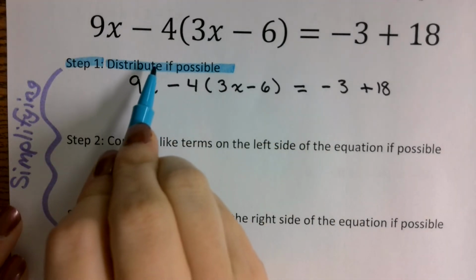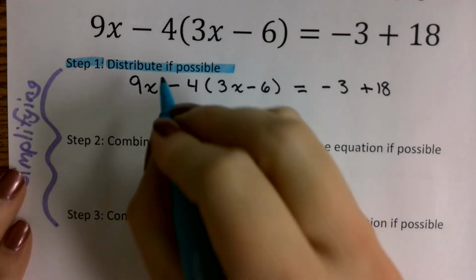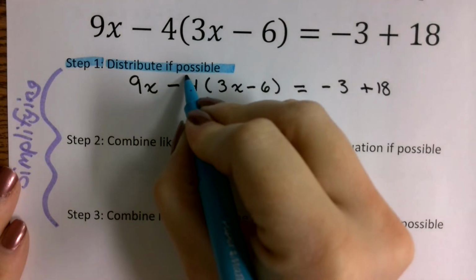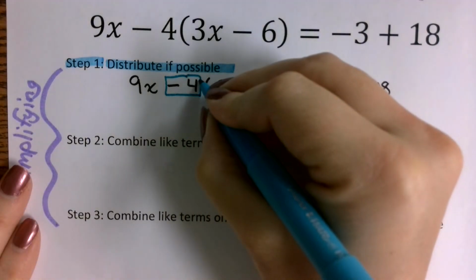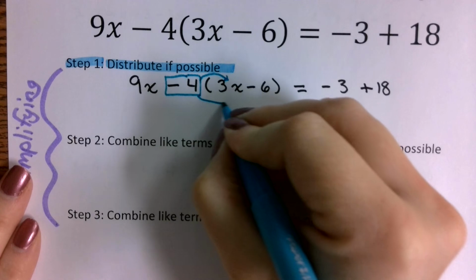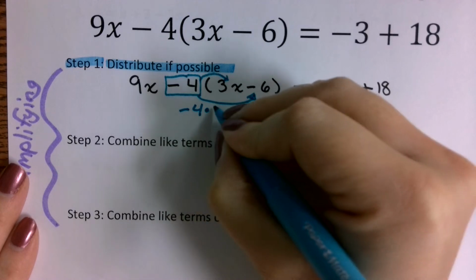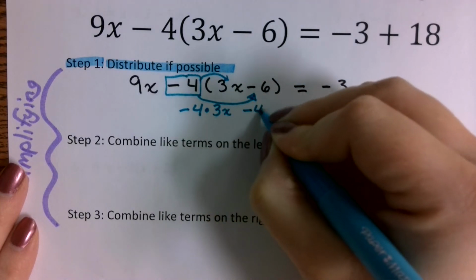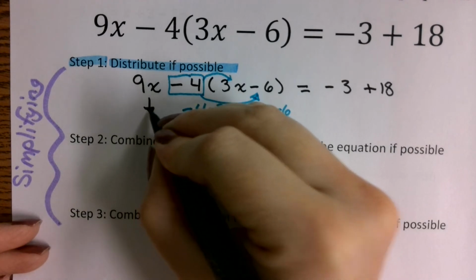We do have a distributive property. Now notice it says distribute if possible. That means you won't always have distribution. Sometimes it might just be simplifying by combining like terms. But in this case we do have something that needs to be distributed. We need to distribute this minus 4. This negative 4 is going to get multiplied to the 3x, and it's going to get multiplied to this minus 6. So we're doing negative 4 times 3x, and we're doing negative 4 times negative 6. So that means nothing happened to that 9x. The 9x stays just as it is.